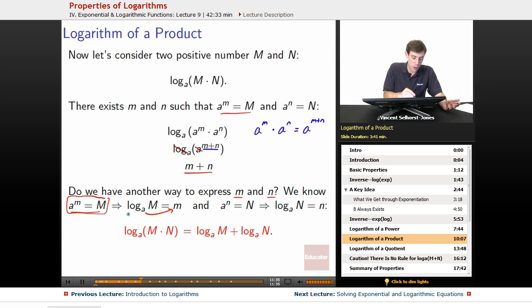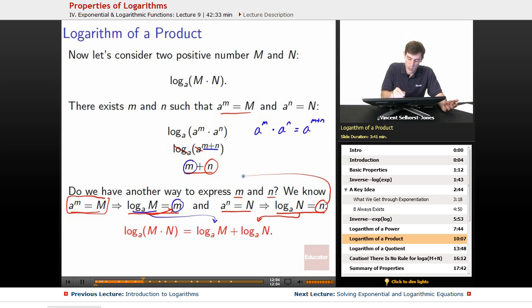So what about looking at it through its logarithmic form? Same thing goes over here with a to the little n equals big N. We can express it instead as log base a of big N equals little n. So at this point, we've got new ways to describe m plus n. So we can swap that out, and log a of big M goes here, and log a of big N, little n, goes here, right?